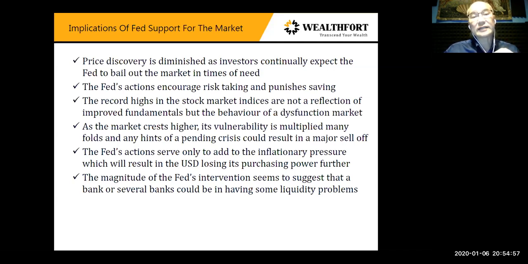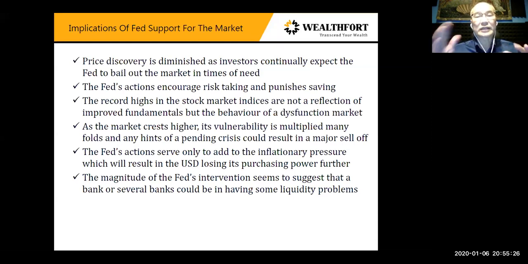The record highs in the stock market indices are not a reflection of improved fundamentals, but the behavior of a dysfunctional market. Because as I shared with you just now, S&P earnings are in negative territory, yet the stock market continues to move higher. As the market crashes higher, its vulnerability is multiplied manifold, and any hint of a pending crisis could result in a major sell-off. So let's see what will happen in the coming weeks.